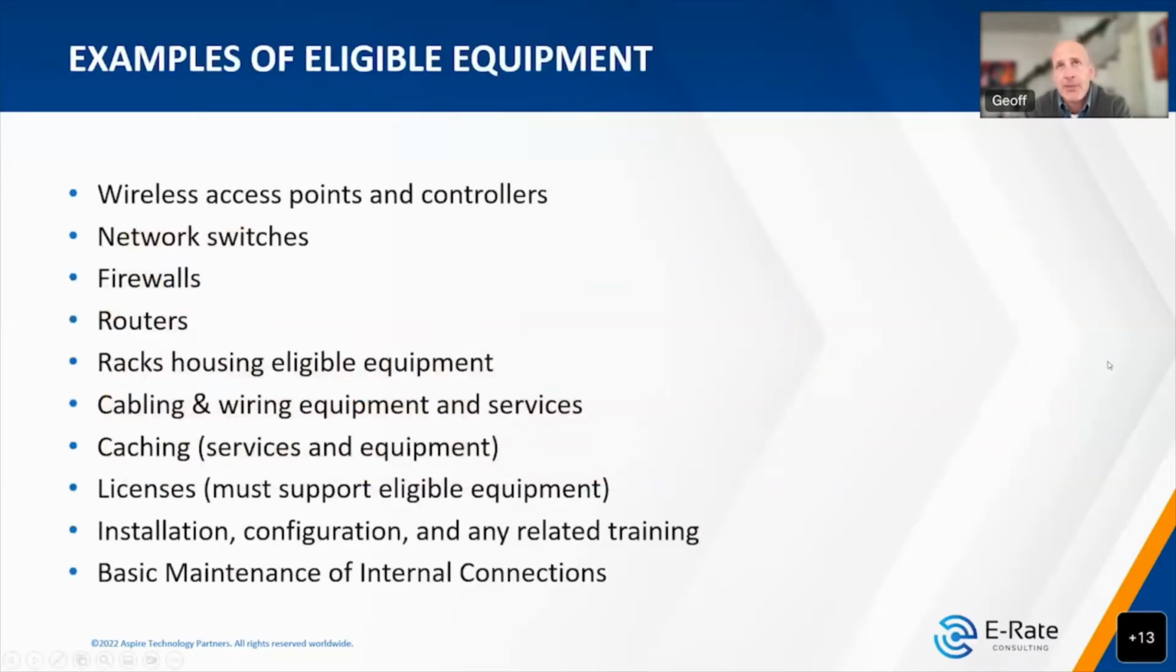With that being said, though, if you're installing outdoor access points for use at external areas of your school campuses or in the parking lot, that is eligible. Examples of eligible equipment include access points and controllers, switches, firewalls, routers, racks housing eligible equipment. So Cat 6 cabling, Cat 5 cabling, actually fiber projects are also eligible.